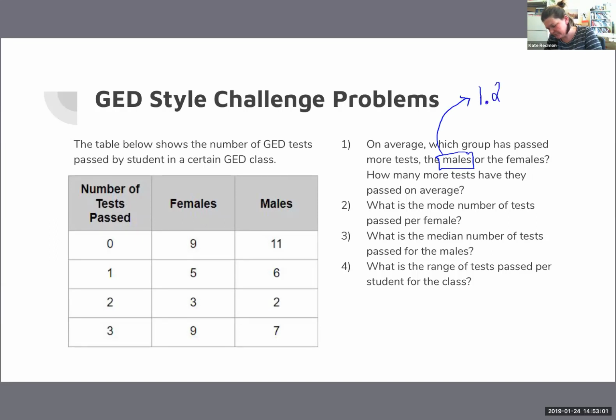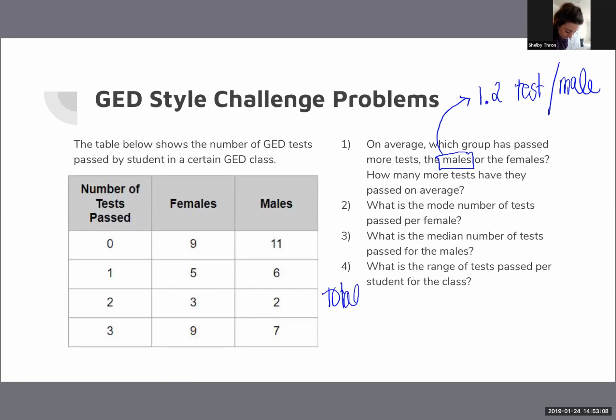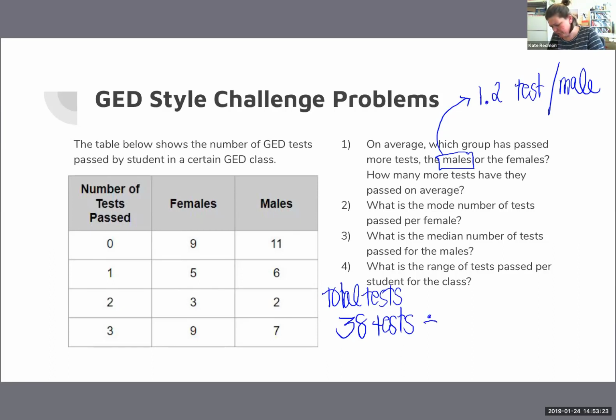1.2 tests per male. And we had just found the total tests taken by all the women. Guys, how many total tests have been taken by all the females in the class? 38. 38 tests. Now, I've got 38 tests, and if I want to find how many were per female, I'm going to have to divide by the number of females. Okay, so let's do that. How many females were in the class?